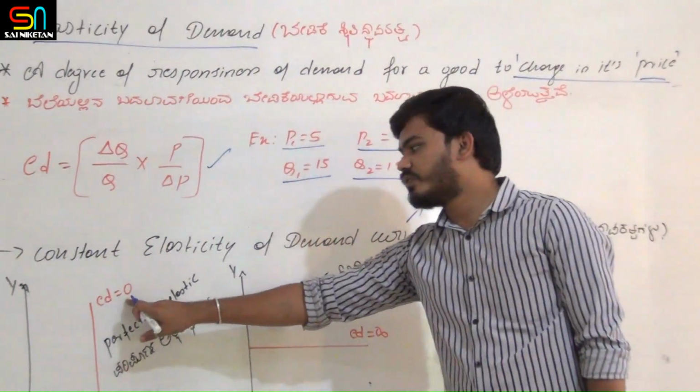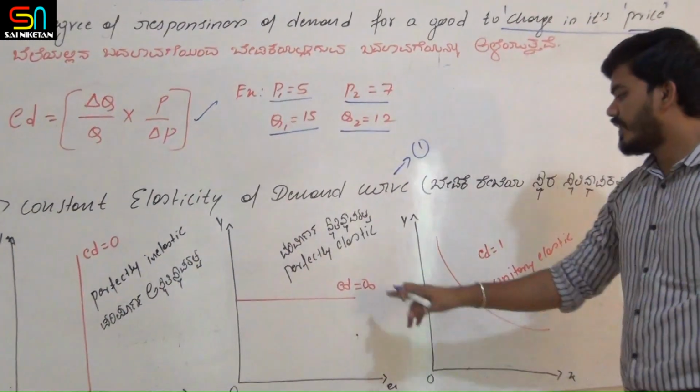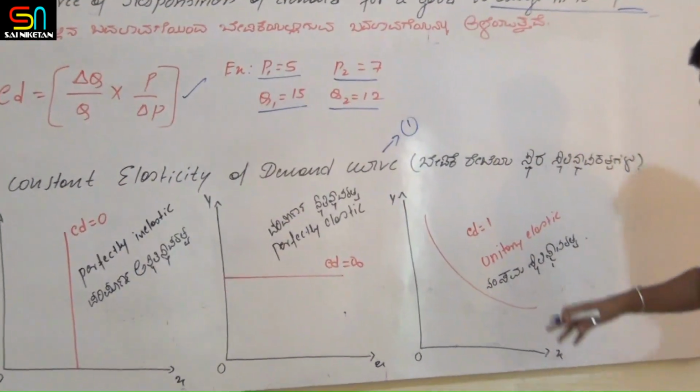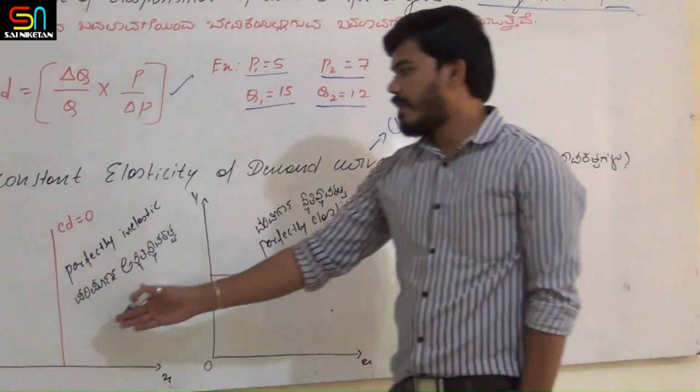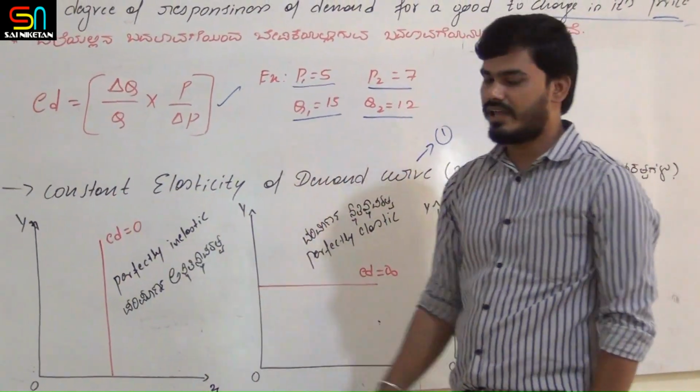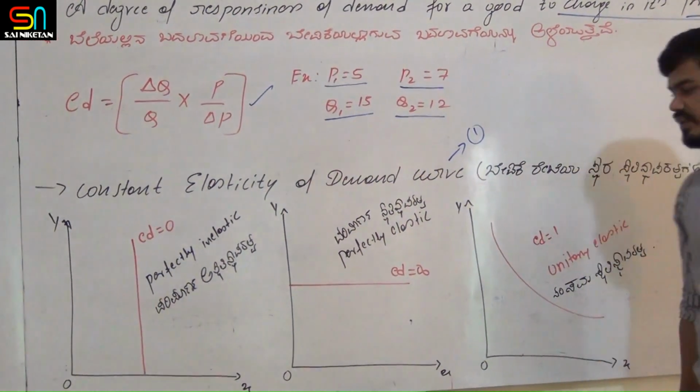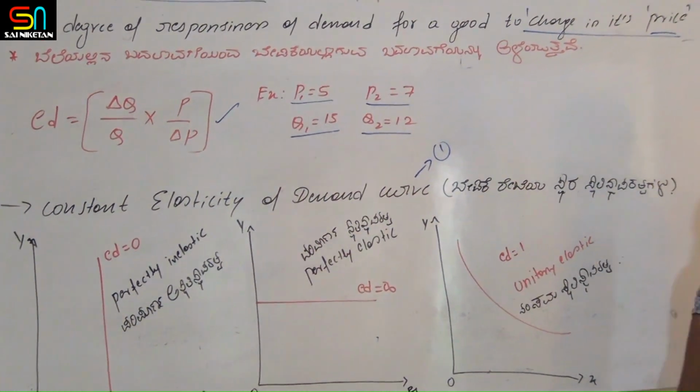If ED is equal to 0, what do we call that? If ED is infinity, what do we call that? If ED is equal to 1, what do we call that? How will the demand curve look? It will be a straight line. If your demand curve is a horizontal line, or if it is a rectangular hyperbola.